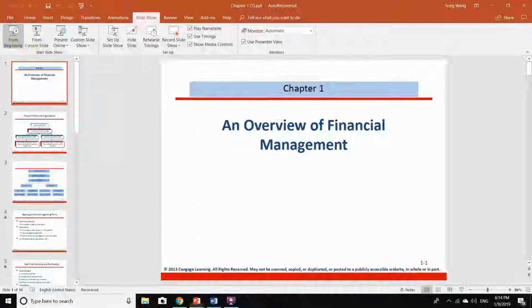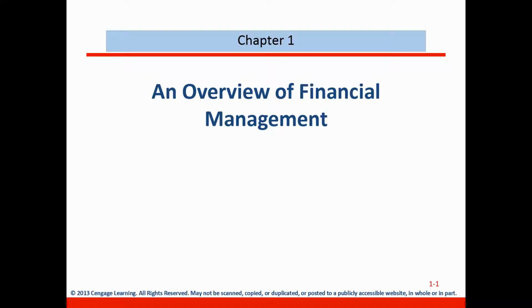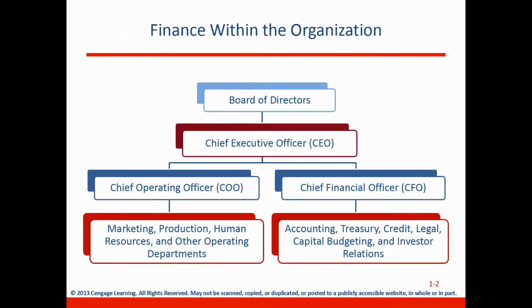All right, let's first move to our first chapter, an overview of financial management. Let's start taking a look at the organizational structure of a corporation. Well, you see corporations everywhere. You see Nike, you see Coca-Cola, Ford. So what makes up the staff and personnel of a corporation is the following.